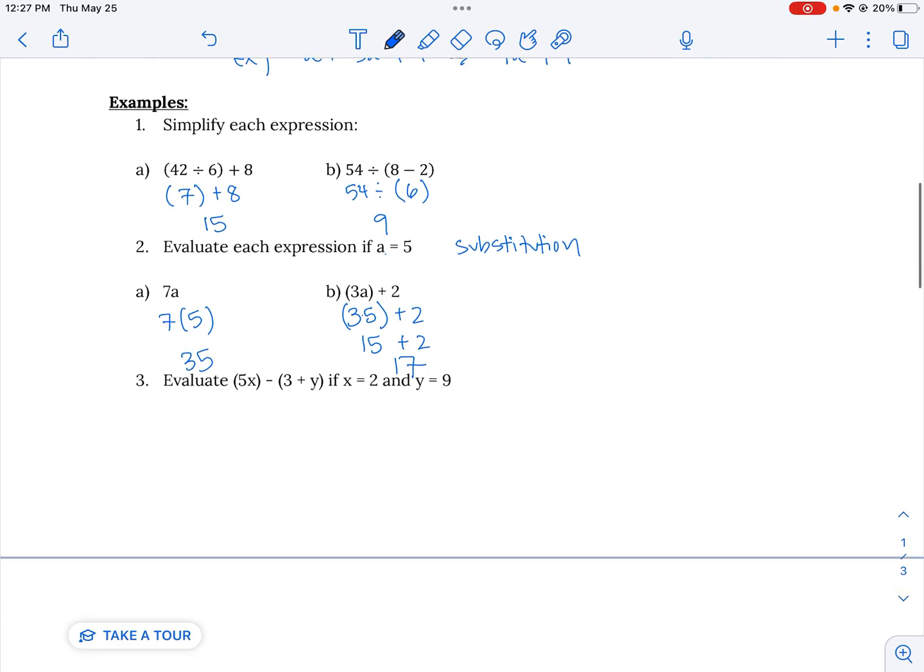And in this last one, I ask you to evaluate 5 times x, when x is equal to 2, minus parentheses 3 plus y, when y is equal to 9. So I'm doing my multiplication first. That's 10 minus what's inside the parentheses, 12, and that is negative 2. All right, you may move on to the practice.